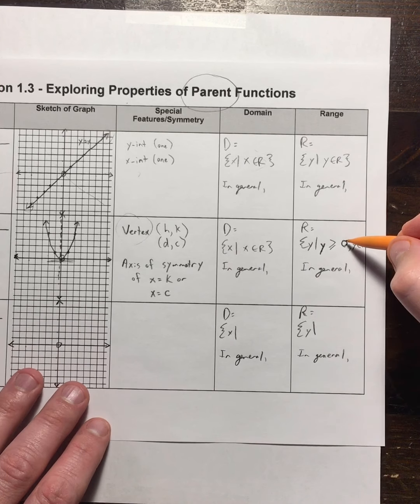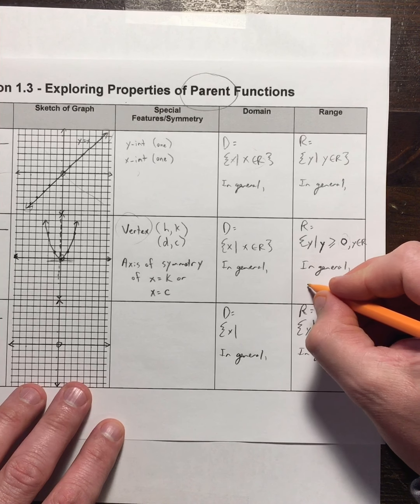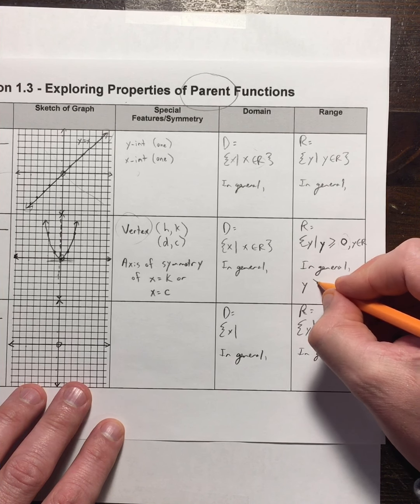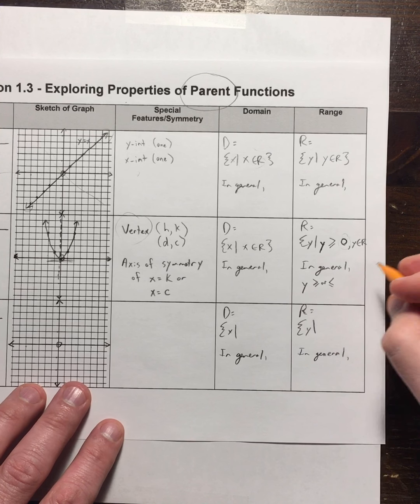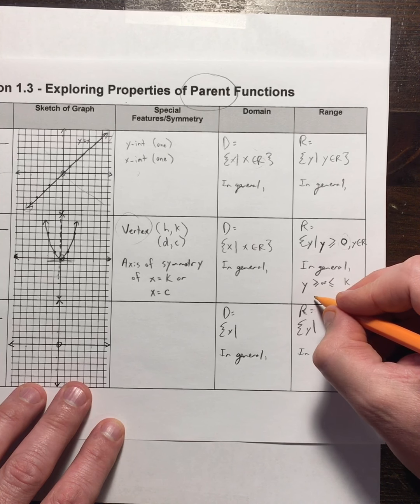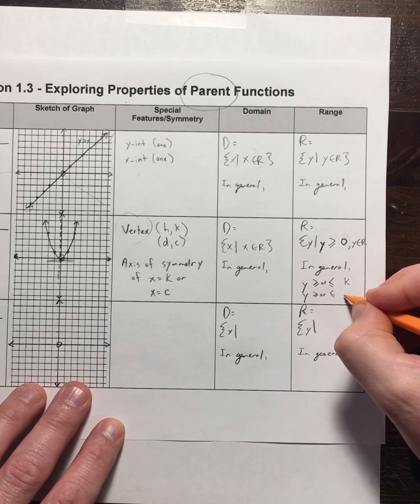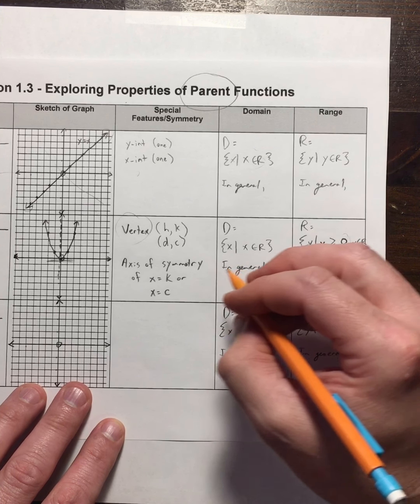However, in general, as we may even remember from last year, y is going to be greater than or equal to, or less than or equal to if we reflect the parabola, your k value. A little bit later on, instead of using k, since we use k for something else, it's going to be a c value for this year.